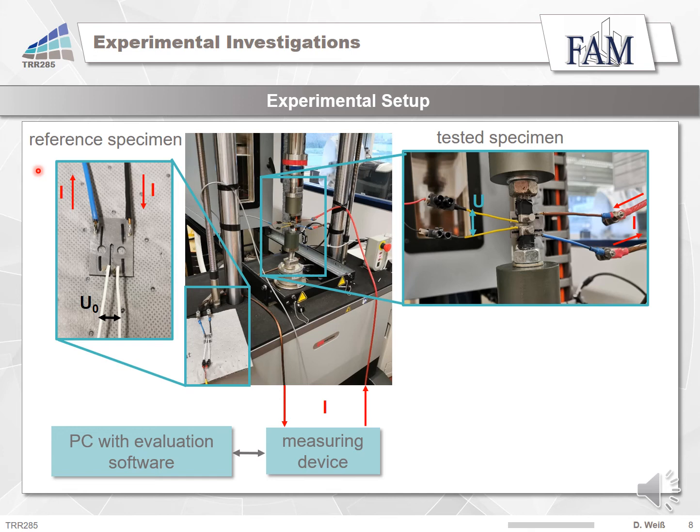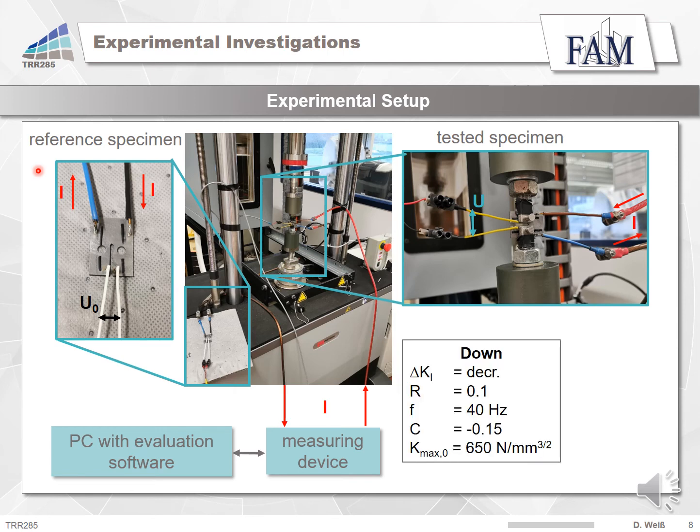To determine the threshold value, tests with a decreasing cyclic stress intensity factor were executed. This kind of test type is called down experiment, and as an example, the values for the first experiments are listed. Afterwards, tests with an increasing cyclic stress intensity factor were executed to identify the fracture toughness area. This test type is called up experiment, where the specimen, for example, is loaded under a general periodic load with a maximum load of 600 Newton, with an R ratio of 0.1 and a frequency of 10 cycles per second.